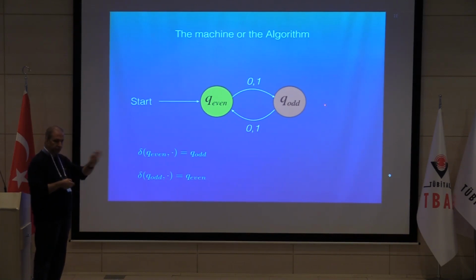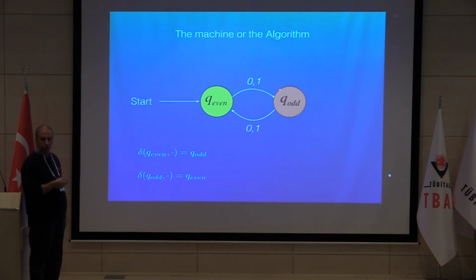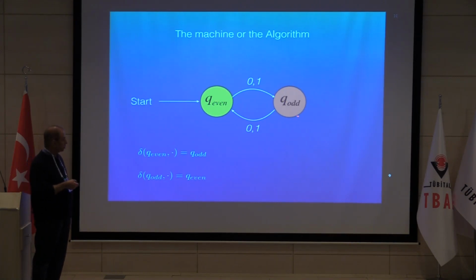And you give these digits to this machine. The string enters the machine, and the machine's state changes one by one. If it receives a 0 or 1, it goes to the odd state. And another digit, regardless of whether it's 0 or 1, brings it back to the Q even state. You can think of the Q even as a green lamp and Q odd as a red lamp.